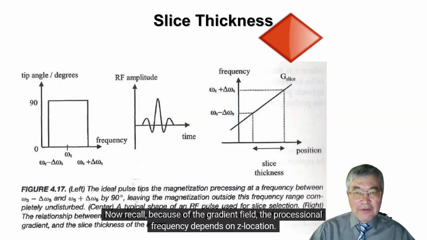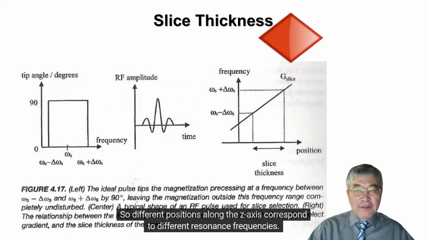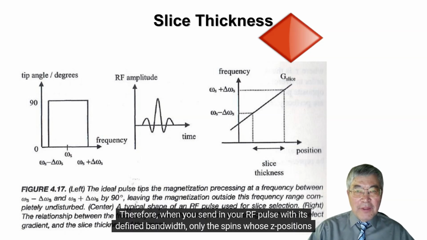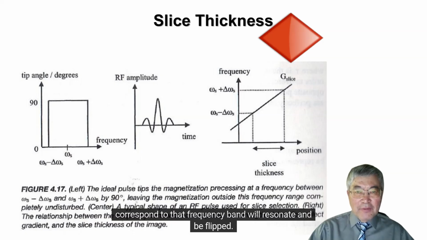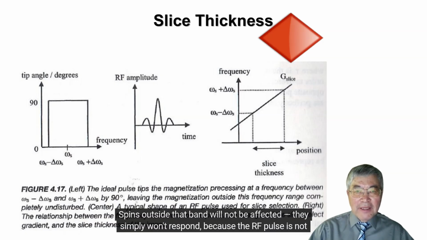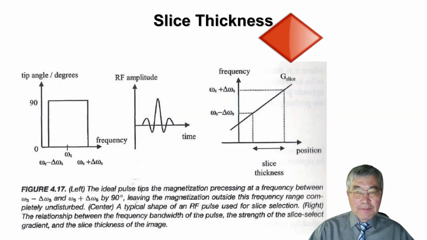Now recall, because of the gradient field, the precessional frequency depends on z location. So different positions along the z-axis correspond to different resonance frequencies. Therefore, when you send in your RF pulse with its defined bandwidth, only the spins whose z positions correspond to that frequency band will resonate and be flipped. Spins outside that band will not be affected. They simply won't respond because the RF pulse is not in resonance with them.